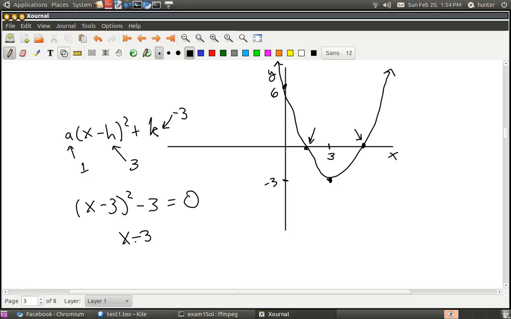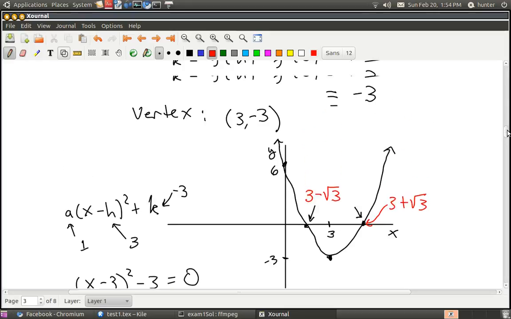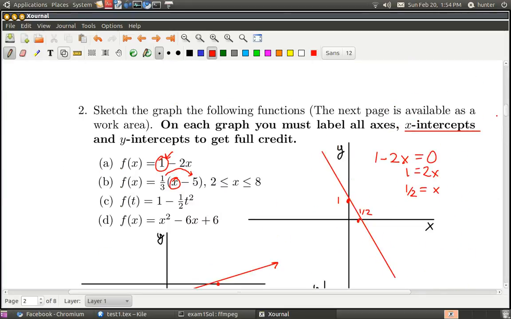So that gives me x minus 3 squared is equal to 3. So x minus 3 is equal to plus or minus the square root of 3. And now finally, x is equal to 3 plus or minus the square root of 3. And so this one right here must be 3 plus the square root of 3. And this one over here must just be 3 minus the square root of 3. And that's it. That's how you do number 2.